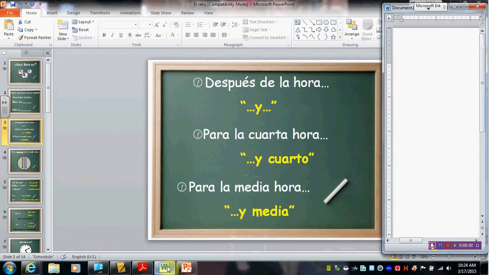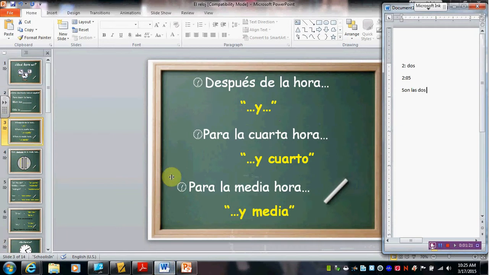So if we know that the number 2 in Spanish is dos, because you are supposed to know already the numbers between 1 and 60 to be able to do the clock, and I want to say that it is 2:05, we're going to start with son las, because, you remember, son las is anything between 2 and 12. So we have son las dos.